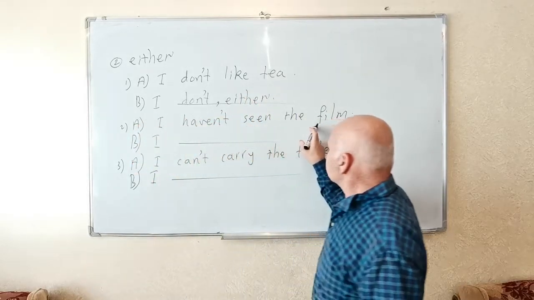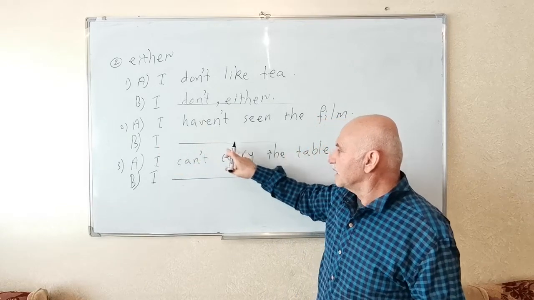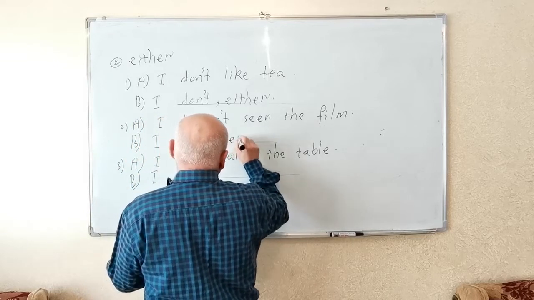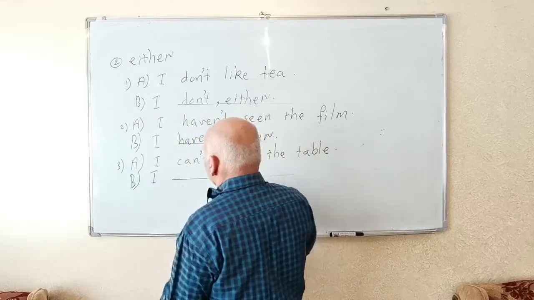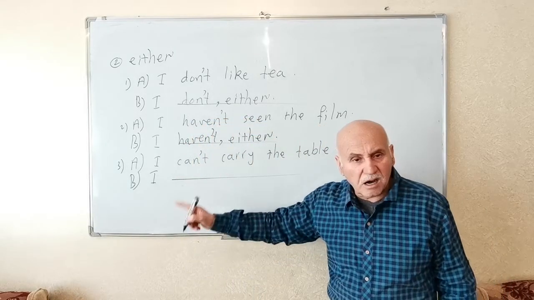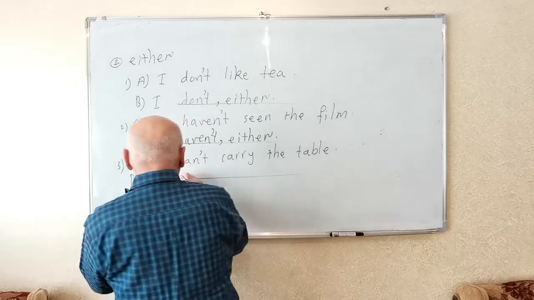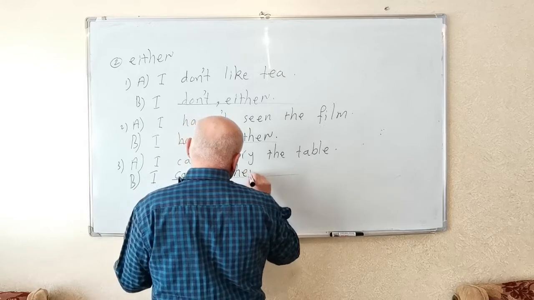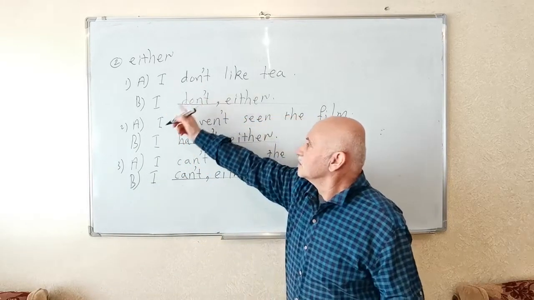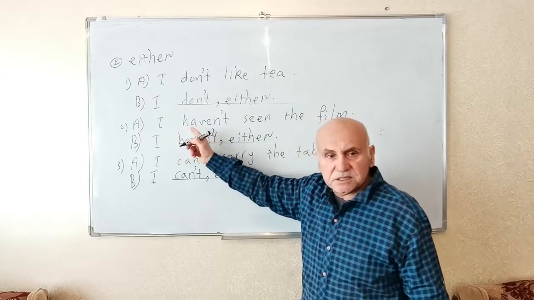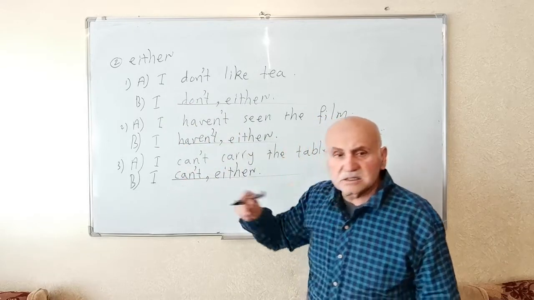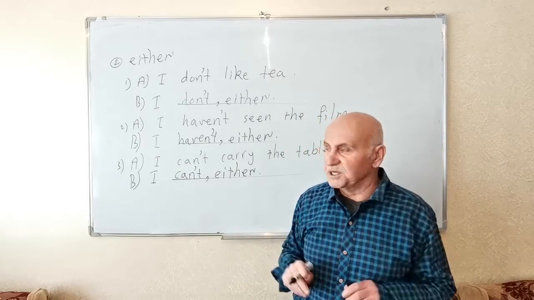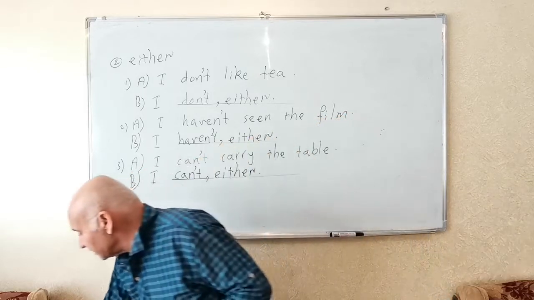Number 2, I haven't seen the film. I haven't either. Number 3, I can't carry that table. I can't either. Again, I don't either. I haven't either. I can't either. These sentences are called agreement. Now let's move to another thing.